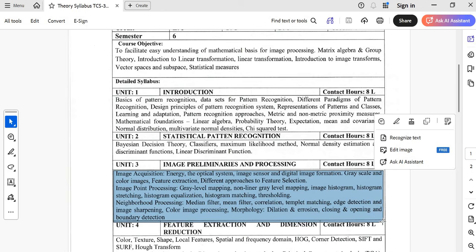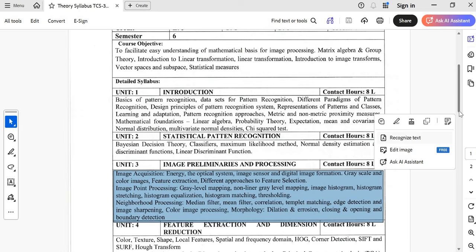applications. So from this unit, most important topics are histogram equalization. Number 1, you can add at most, this is the most priority topic, histogram equalization. Number 2, thresholding. Number 3, edge detection. Number 4, median filter. At last, morphological operations. So you can prepare these 5 topics from unit number 3. And these topics are frequently asked in university exams.